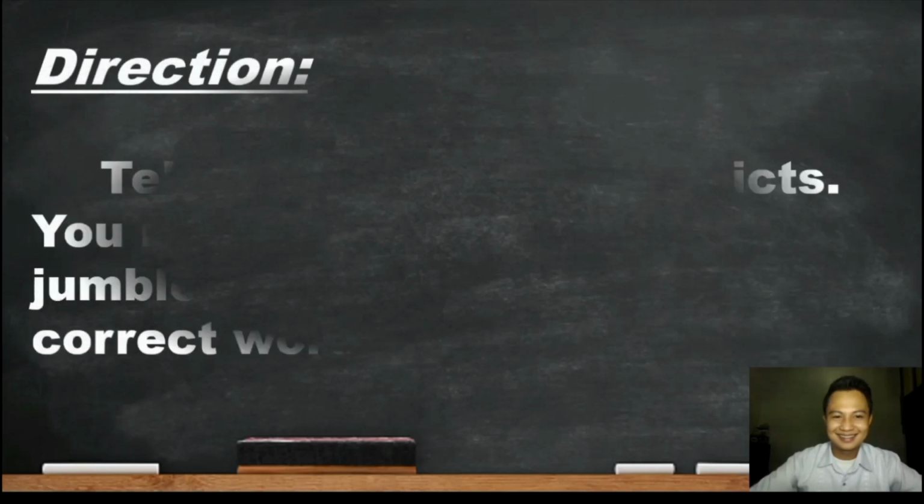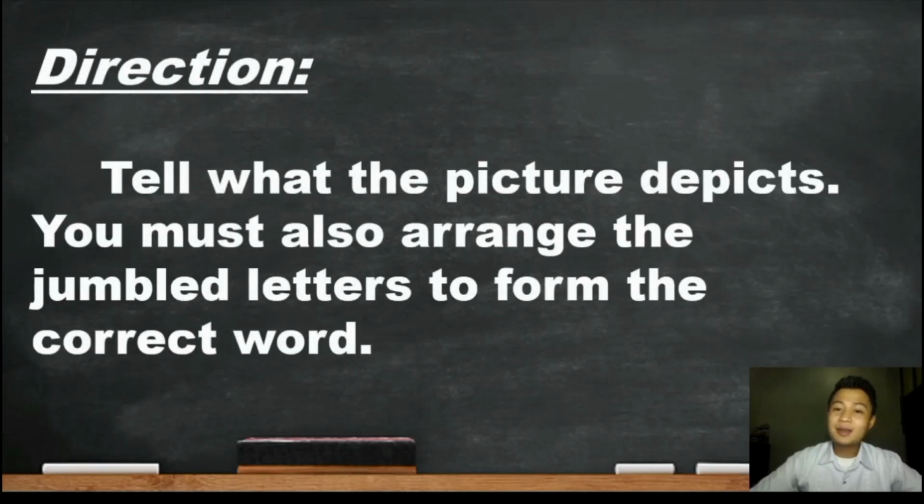I will give you a clue of what our lesson for today will be. Let's play a game. Direction: tell what the picture depicts. You must also arrange the jumbled letters to form the correct word. Picture number 1.